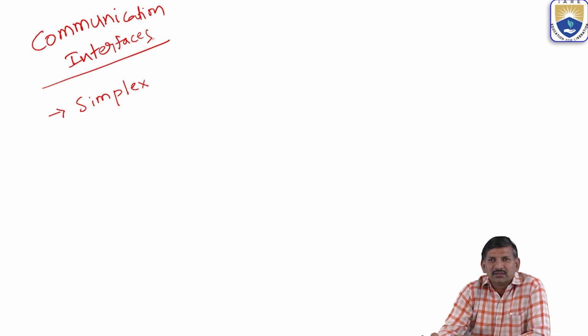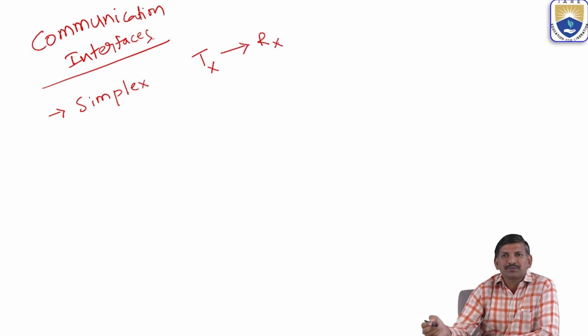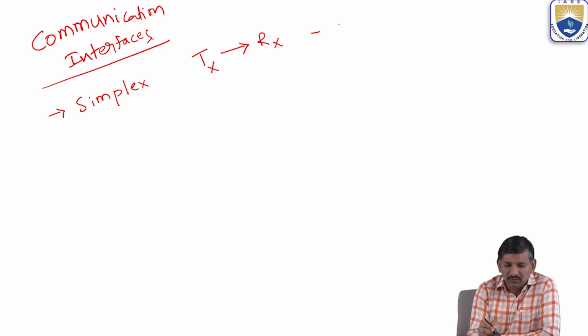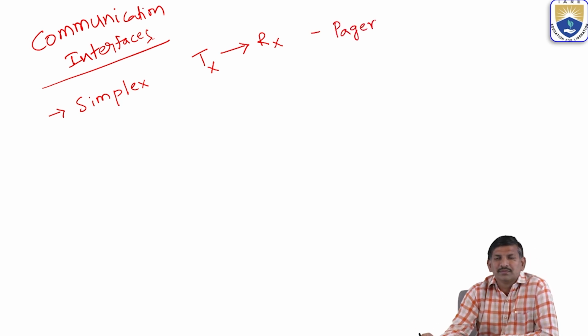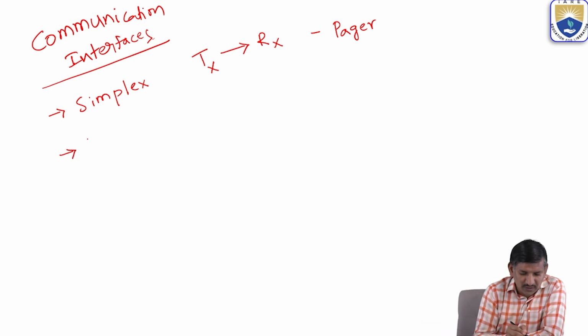Simplex means the information is shared from transmitter to receiver only. One way communication. Example, pager. Next, half duplex communication.